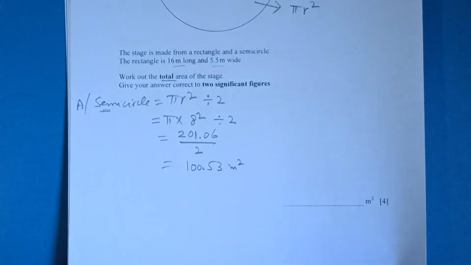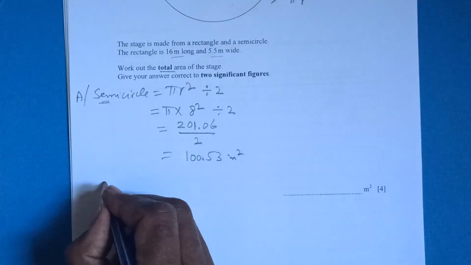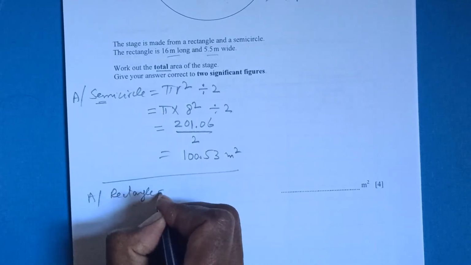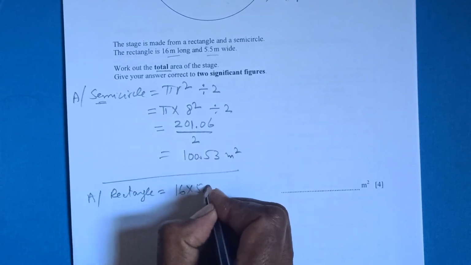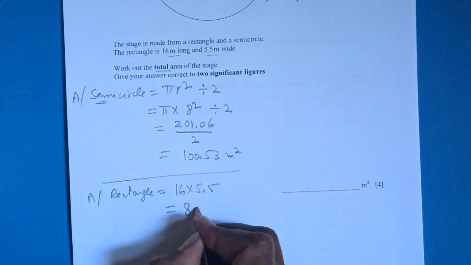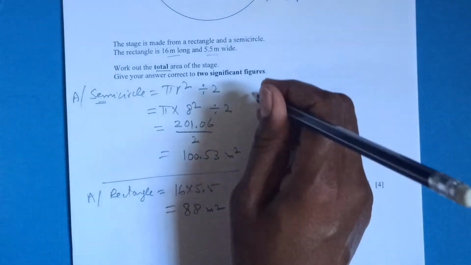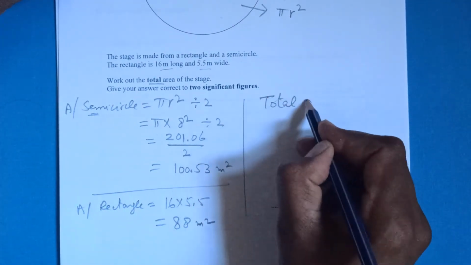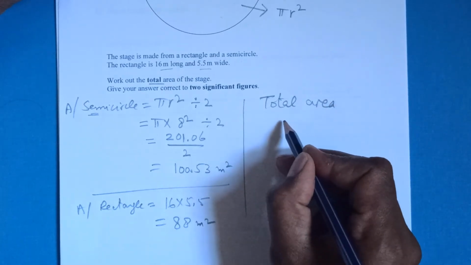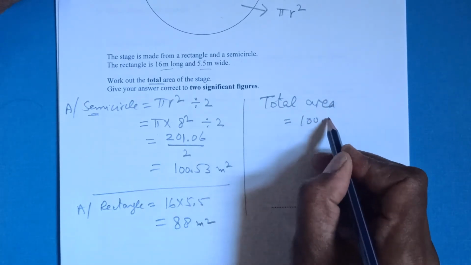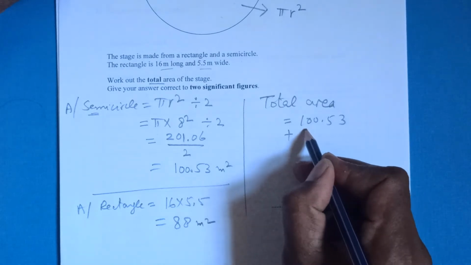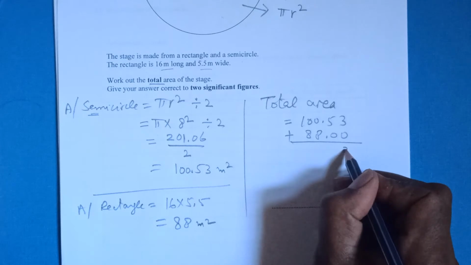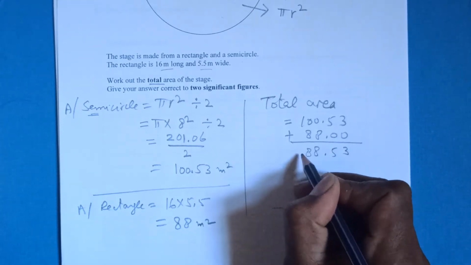Now area of rectangle. Area of rectangle, we have already done this. 16 times 5.5, when you calculate, this will come out as 88 meters squared. So we need now the total area. So total area is 100.53 plus 88.